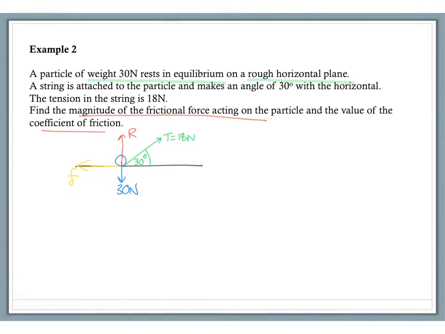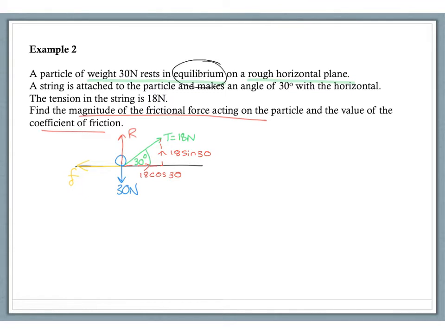We're going to need to resolve forces. So my T force has a component that's horizontal like that and a component that's vertical like that. The component that's vertical we can see is opposite the angle 30 degrees, so will be 18 sin 30. The component that's horizontal here is adjacent to the angle, so will be 18 cos 30. So we have our two components.